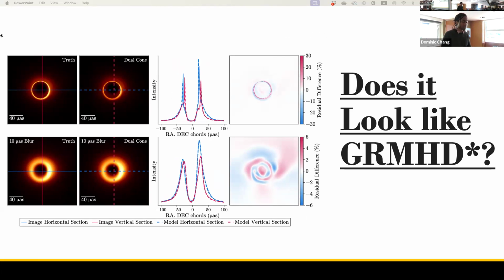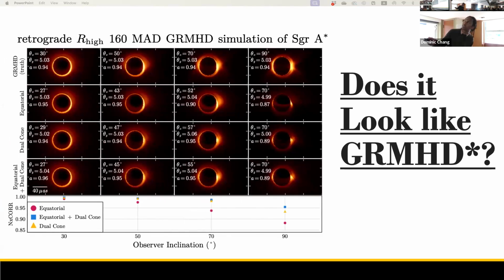Do you have a general intuition on why the model performs a bit worse closer to edge-on inclination? Does it have to do with the asymmetry? Oh, why it performs more poorly? I think it's a general intuition.